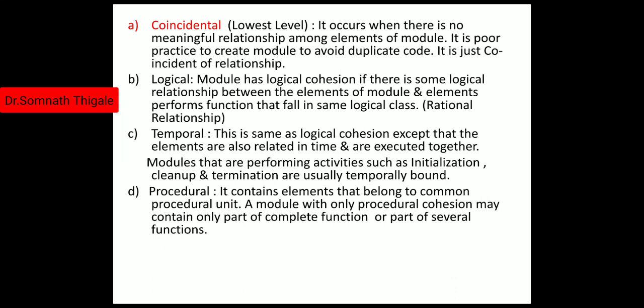Now the fourth level, procedural. It contains elements that belong to a common procedural unit. A module with only procedural cohesion may contain only part of a complete function or parts of several functions. As its name suggests, it contains elements that belong to a common procedural unit, like a central processing unit, CPU, connected with a pen drive. As soon as you connect the pen drive, it processes the data from the pen drive to the CPU as part of a procedural relationship.